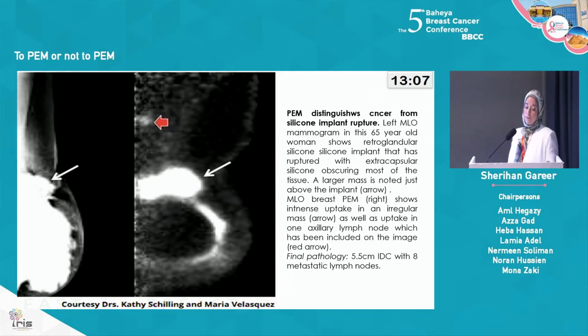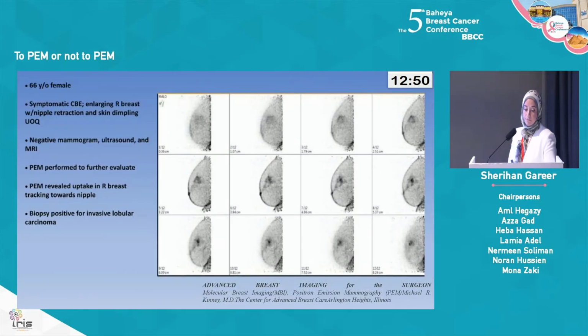And the MLO in the PEM in the right images shows intense uptake in an irregular mass, as well as uptake in one axillary lymph node, which has been included on the image, the red arrow. And the final pathology was a DCIS, about this 5 centimeter IDC with 8 metastatic lymph nodes.